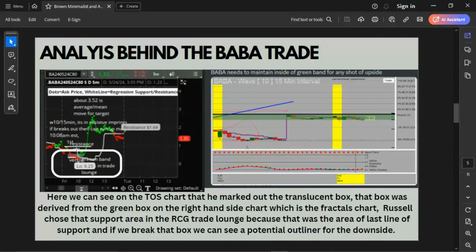You can see that he marked this translucent box here. Now, what does that mean? Basically, he took those confluences from the fractal charts. He marked this box of support, and this was a strong support according to him, because this was the last line of support, and this acts as a really good support most of the time, because if we break that, we are going to see a really good outlier move. So market makers will definitely not like that if they are thinking of something else.